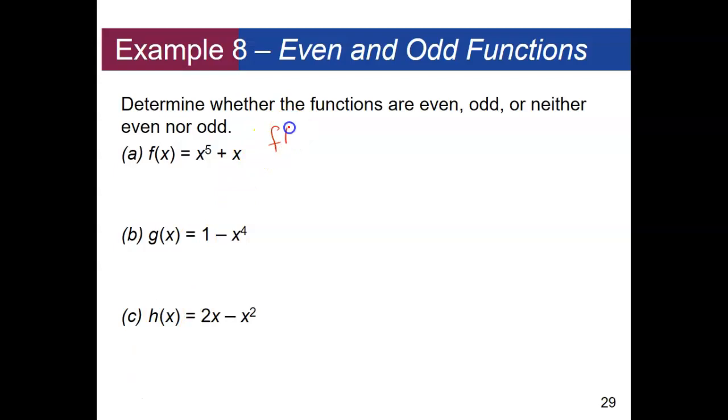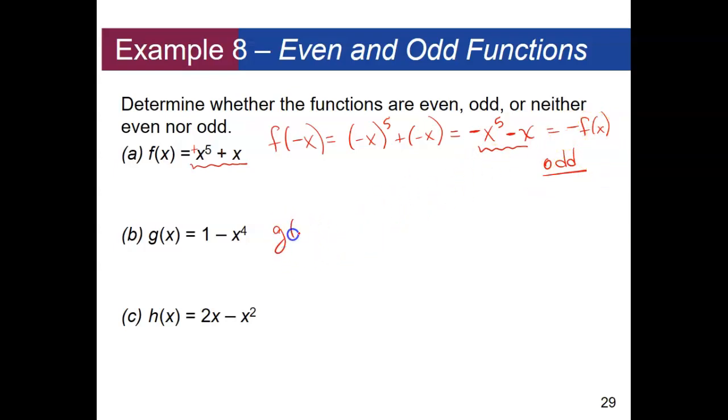Okay, so here are a couple examples for us to look at. The first one, we're going to plug in negative x and evaluate it. So we'll have negative x to the fifth plus negative x. So when I simplify this, a negative to an odd power, the negative will come out in front. Okay, so when I go to compare this to the original, I can see that each sign is the opposite. So this one was originally positive, now it's negative. This one was originally positive, now it's negative. So that's the negative of the original. And when that happens, it's an odd function.